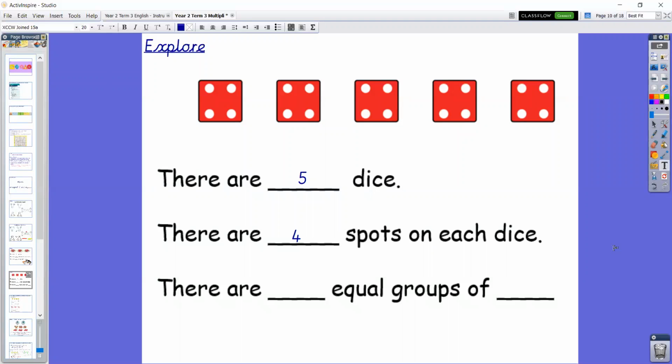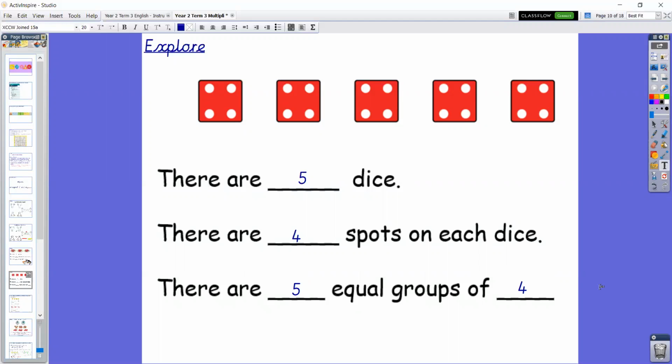Fantastic. And how many is inside each equal group? Fantastic. So we know that there are 5 equal groups of 4 because there are 4 dots inside each group. Okay. Now, just coming back to this question.